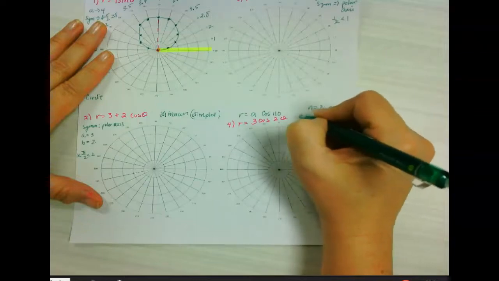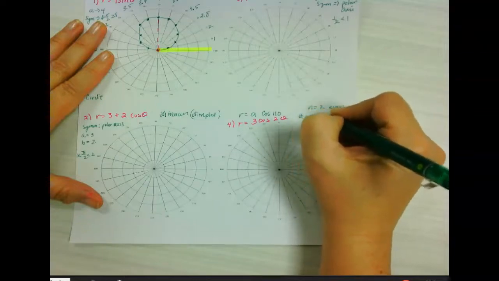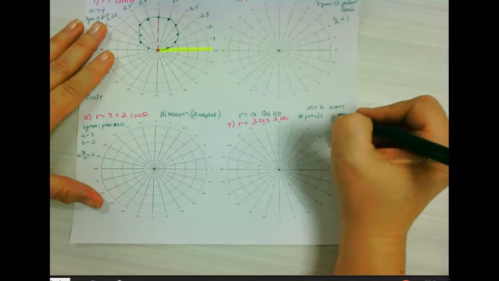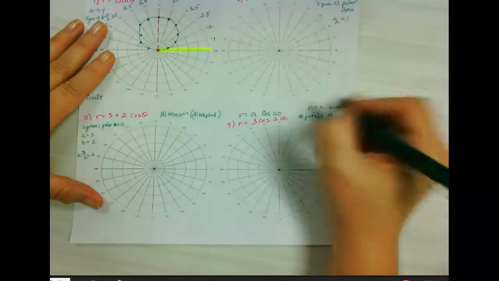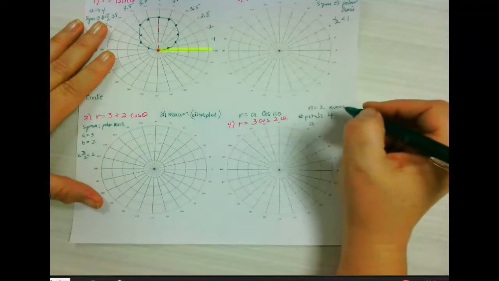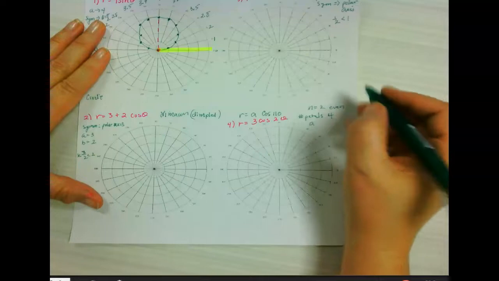So the number of petals is 2 times whatever that n is. So the number of petals is 4. A is the length of it, and according to this particular equation, A is 3.